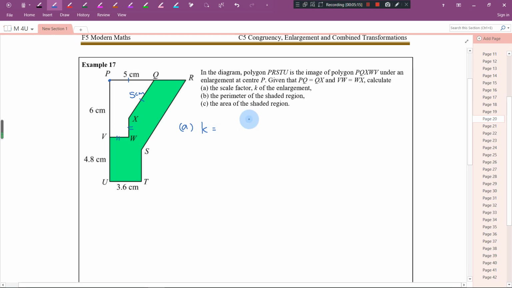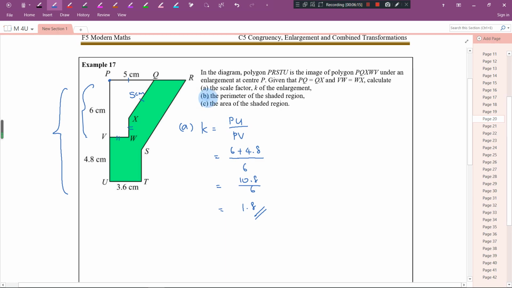Scale factor, we take the length of the side of the image divided by the length of the corresponding side of the object. So we need the length of the image and the length of the object. So here I will take this divided by this. PU is the side of the image, and PV is the corresponding side of the object. PU divided by PV. PU is equal to 6 plus 4.8. PV is equal to 6. So this will be 10.8 divided by 6. The scale factor of this enlargement is equal to 1.8.